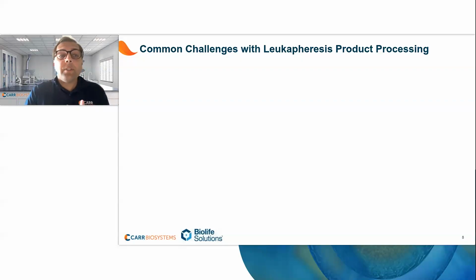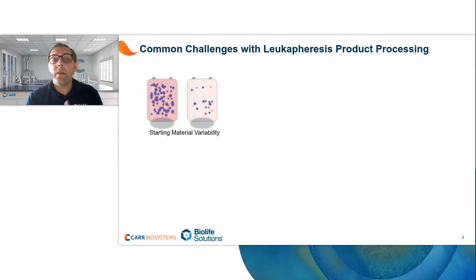So transitioning into some challenges with leukapheresis processing in particular. There's a multitude of variables to be considered, such as starting material variability. So each donor from a leukapheresis processing tends to have different cell populations, different debris populations. So having the ability to overcome some of those variabilities from donor A to donor B to donor C can really lead to an impact on overall further downstream processing.